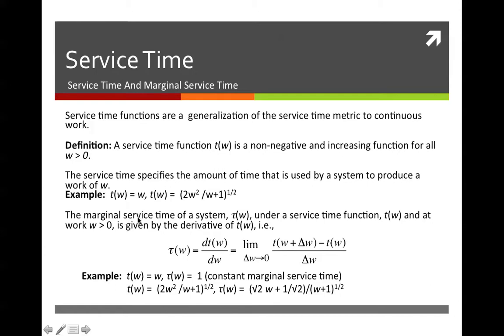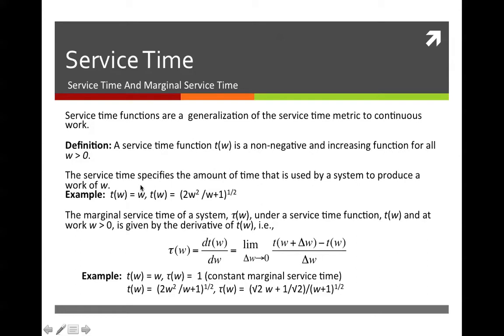And marginal service time is like the marginal throughput, or just the throughput of a system, which is denoted by tau of W, under a service time function T of W, and at work W greater than 0, is given by the derivative of the time function, that is, the service time function. That is to say that tau of W is equal to dT(W)/dW, which is again a limit of a difference function divided by delta W.